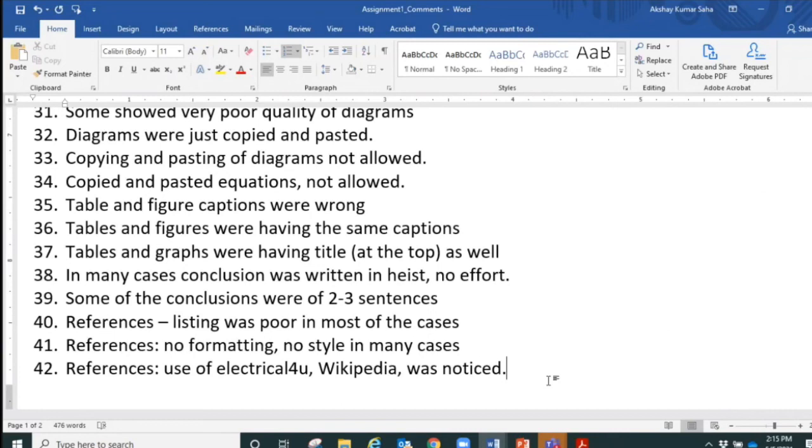Okay. Any other question? Sir, for the methodology part, are we expected to write the experimental procedure and the equipment we used, and mention that we used MATLAB and so on?